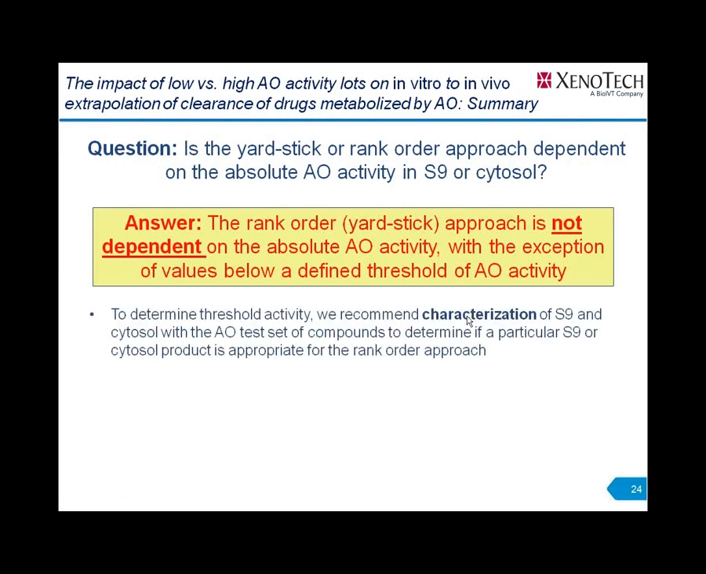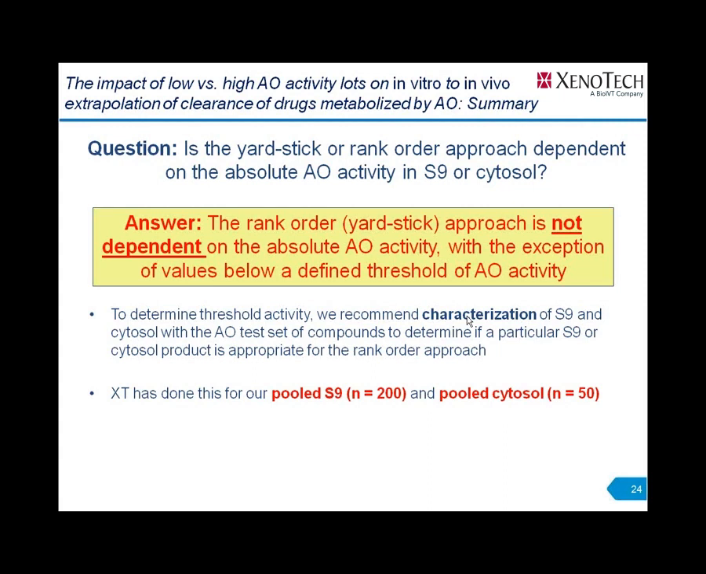To determine the threshold activity, we would recommend doing a characterization of the subcellular fractions with the test set of compounds like the previous slides, to determine whether a particular product is appropriate for the rank order approach. If you're able to get the high clearance drugs as the fastest, and the medium in the middle, and the low on the long half-lives, then basically you can be assured that you can get a benchmark for a particular new drug.